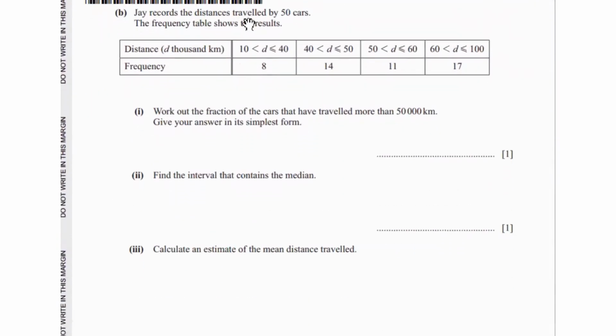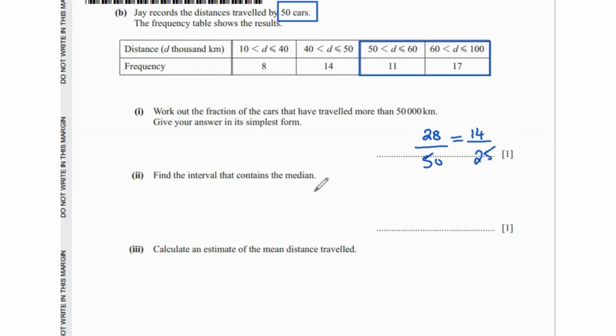Then it says Jay records the distances traveled by 50 cars. The frequency table shows the results. Work out the fraction of the cars that have traveled more than 50,000 kilometers. So more than 50,000 kilometers are basically these. Total number of cars are 50. So that's going to be 28 over 50, which we can simplify to 14 over 25.